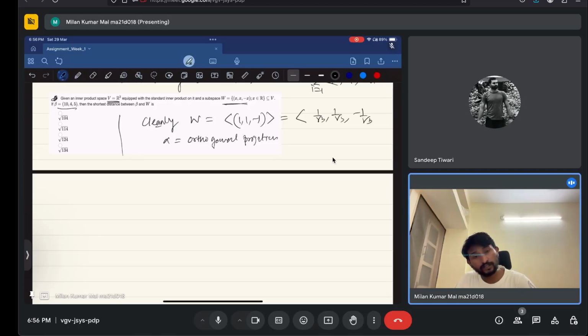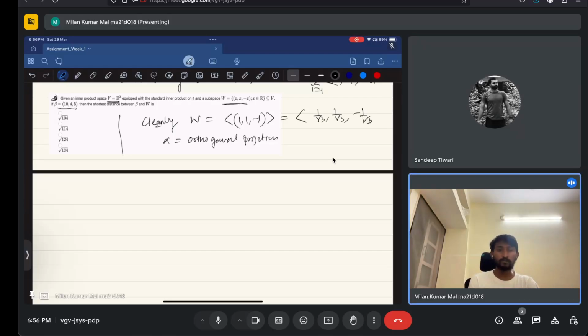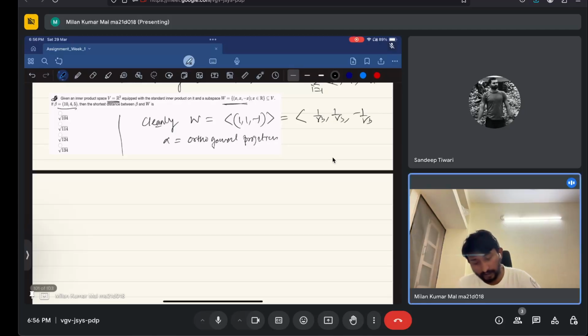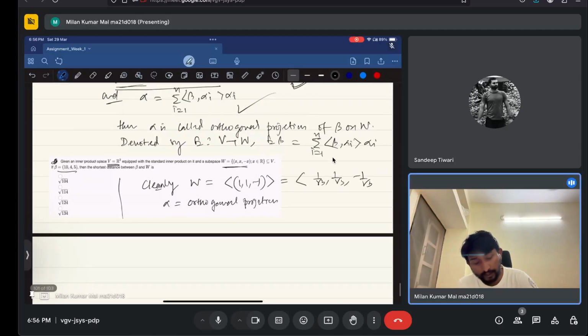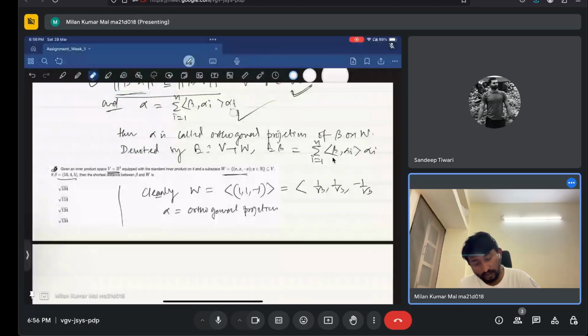And this is the orthonormal basis. Alpha by norm alpha is the orthonormal basis. Don't worry. If you look at it from here, we will get 1 by root 3, and from here we will get 1 by root 3. That will cancel out and give root 3. Okay, this is the basis. This is the orthogonal vector.